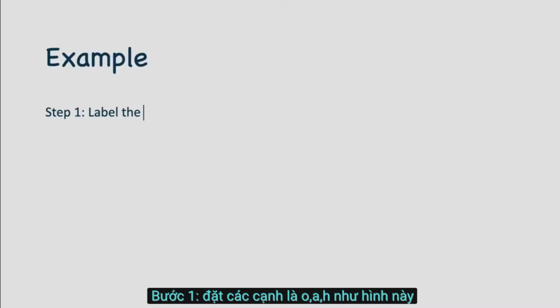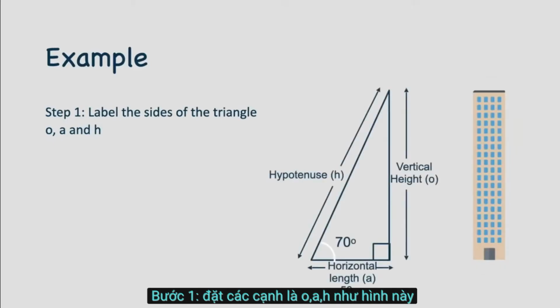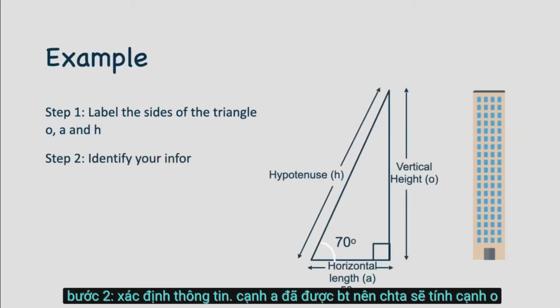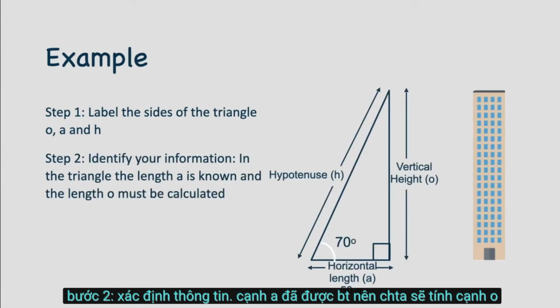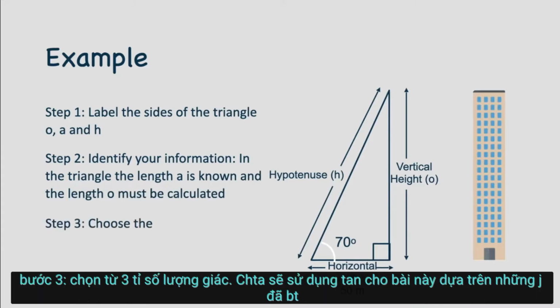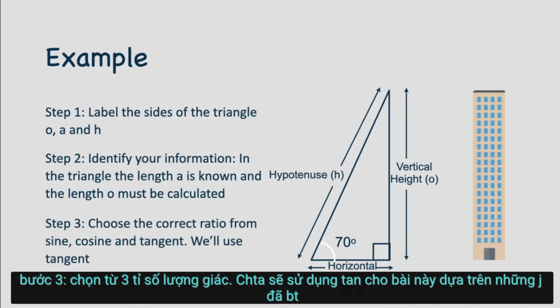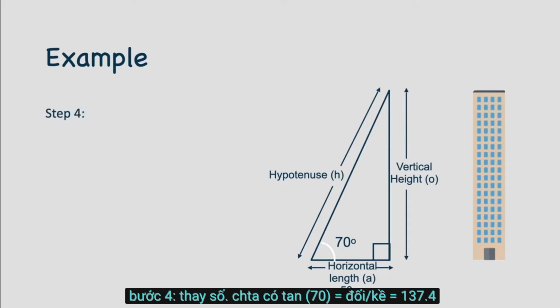Step 1, label the sides of the triangle O, A and H, as you can see in the figure. The next step is to identify your information. In the triangle, the length A is known and length O is unknown, so it must be calculated. Step 3, choose the correct ratio from sine, cosine, and tangent. Here we will use tangent, according to the information we have. Step 4, put in the numbers you know.